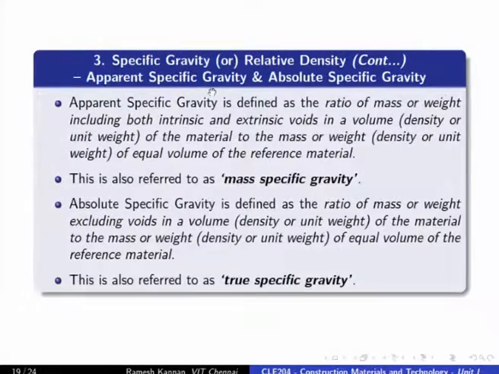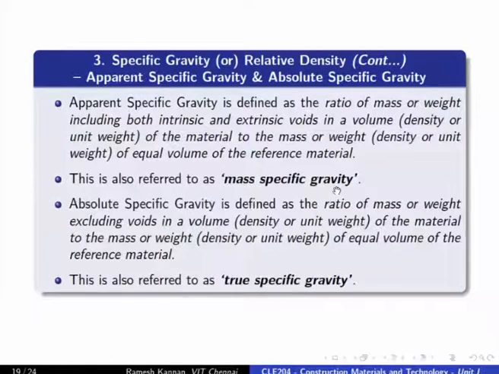And the specific gravity has two components. One is called apparent specific gravity, and the next is called absolute specific gravity. Apparent specific gravity is the one which considers both intrinsic and extrinsic voids in the natural state. That is, the inherent voids and extrinsic characteristics like brittle fractures are all considered. That type of specific gravity calculation is called apparent specific gravity, and this is also known as mass specific gravity.